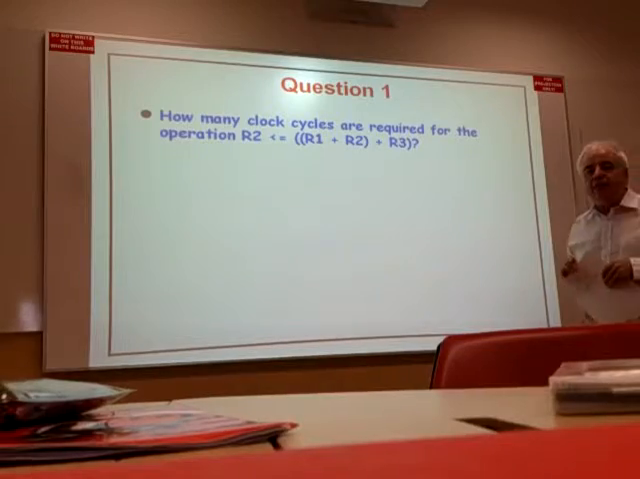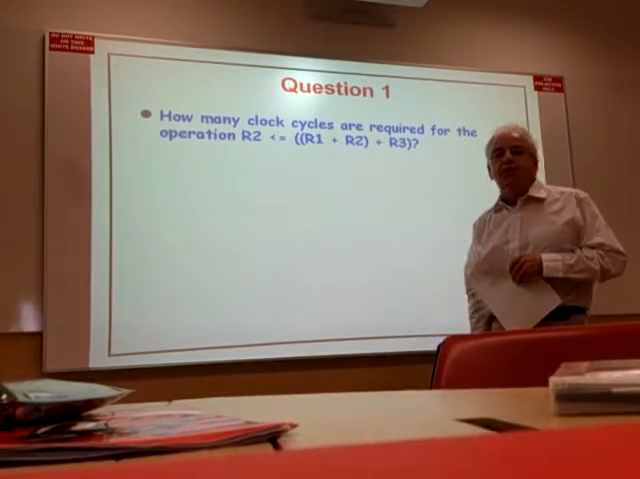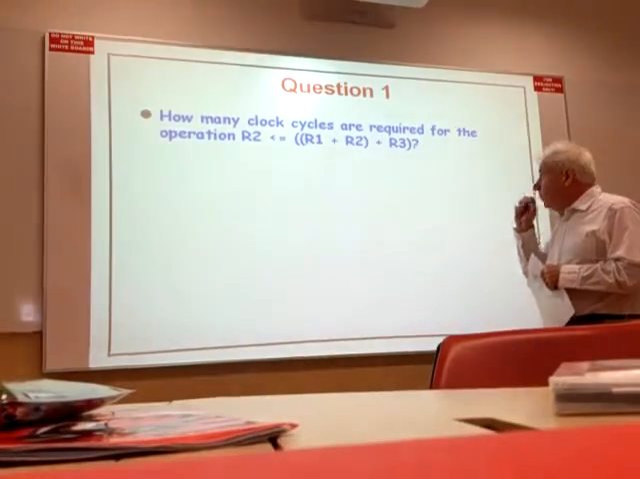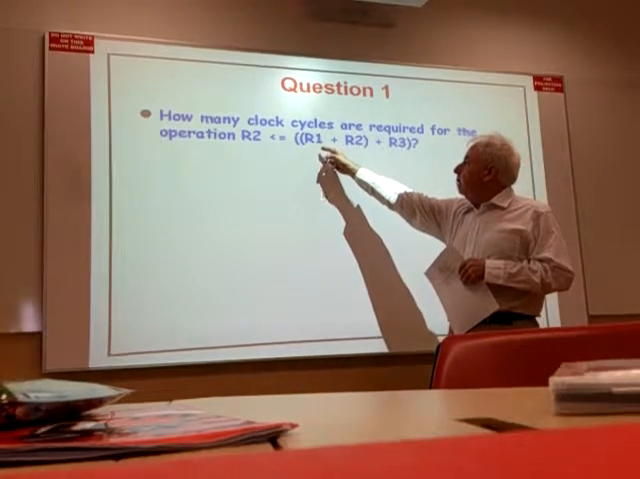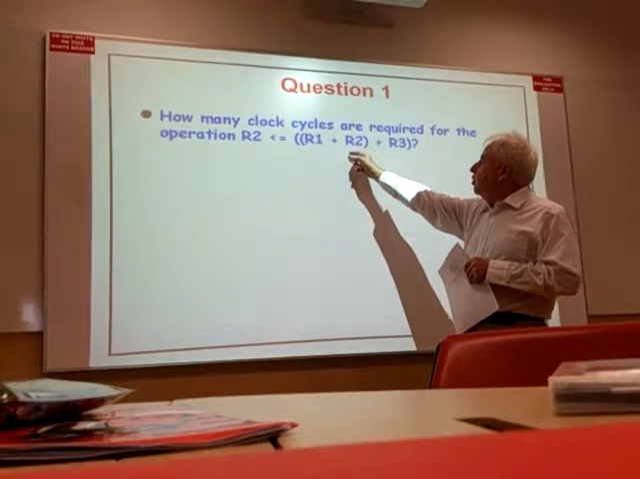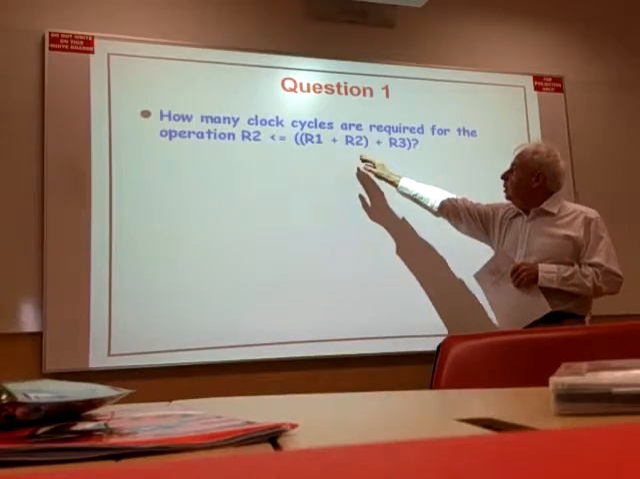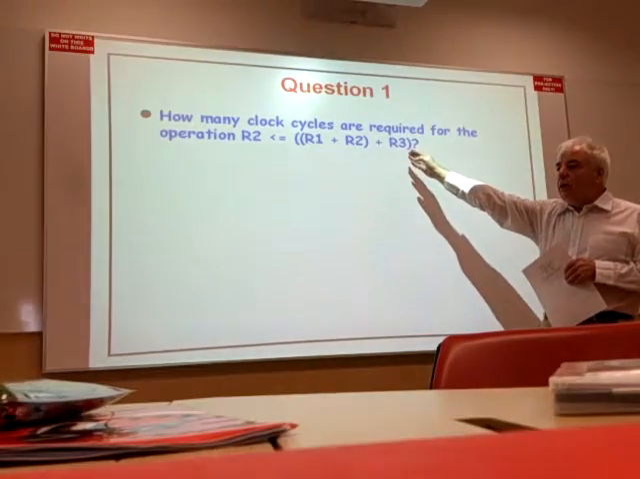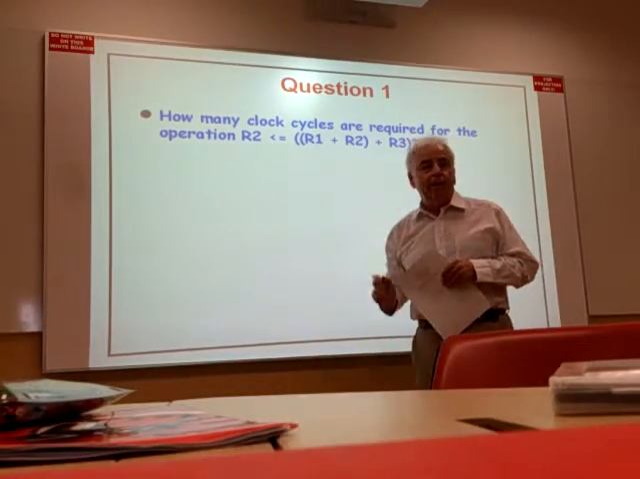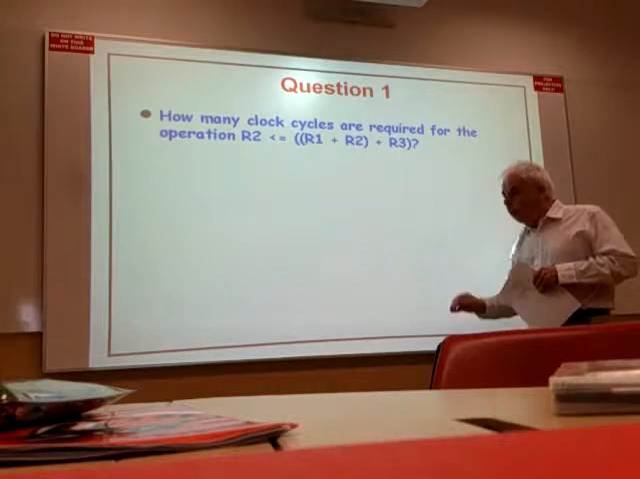One a second. A more complicated operation because we have 3 registers in our architecture. I want to take the value of R1 and the value of R2, add them together, and then add the value of R3 and put the result back in R2. What's the answer?